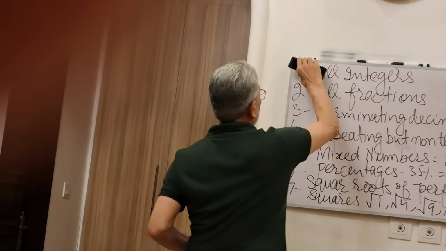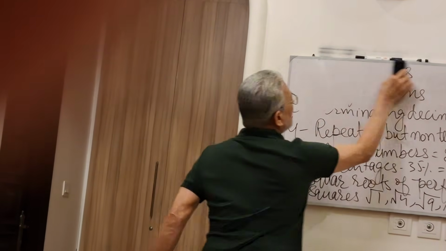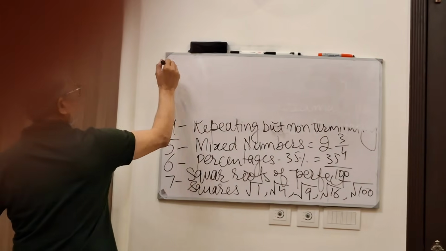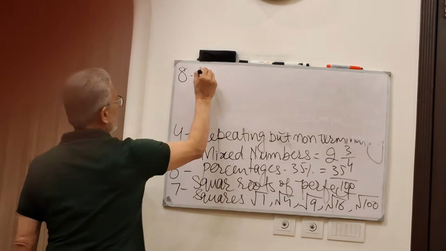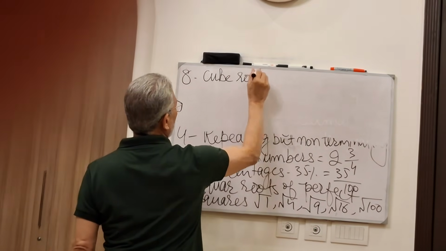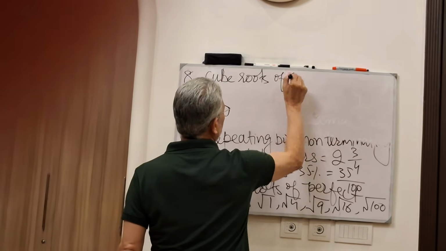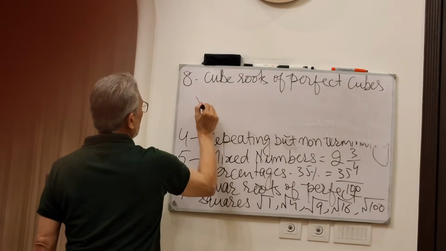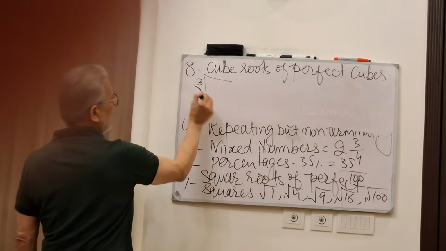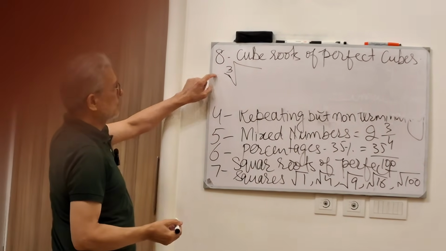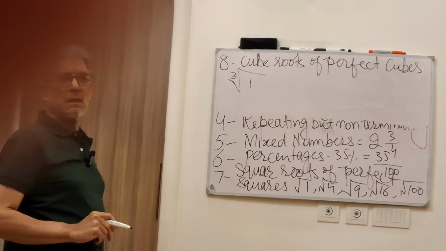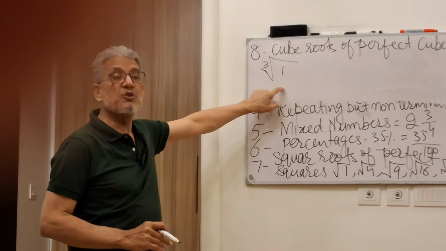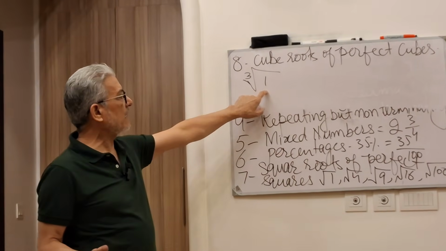Then, if you allow me, I'll erase it. Then we have learned cube roots, number 8. Cube roots of perfect cubes. Like cube root, we write like this, 3 and this symbol of root. Cube root of 1, 1 is a perfect cube. 1 multiplied by 1 multiplied by 1. If you multiply 1 three times with itself, you get 1. So 1 is a perfect cube.